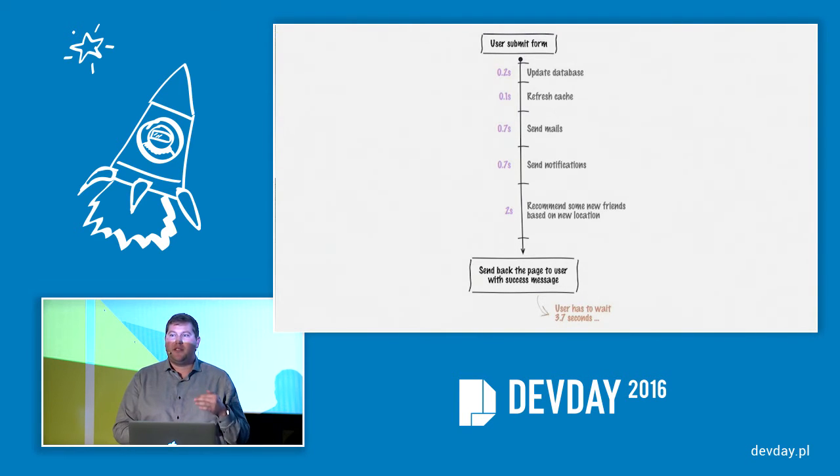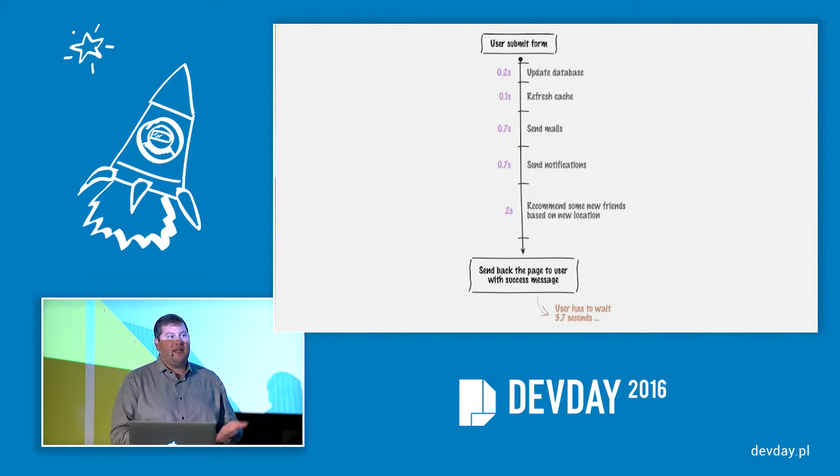So each one of these things is quite fast. Updating the database is 200 milliseconds. Refreshing the cache is 100 milliseconds. Sending emails is a little slow. Sending notifications is a bit slow. And then recommending new friends is a bit slow. The idea is that the user has to wait 3.7 seconds for this entire interaction, just to show them the next page. But most of this work is not actually required to see the next page.